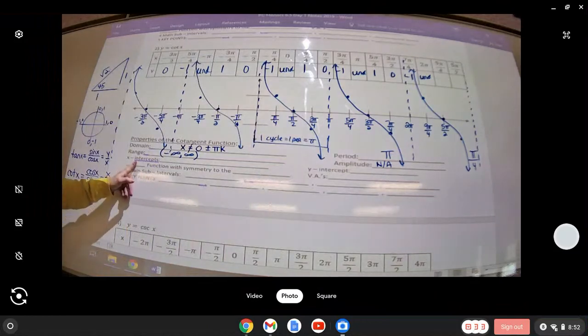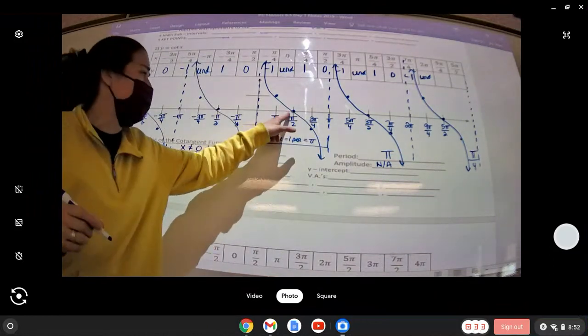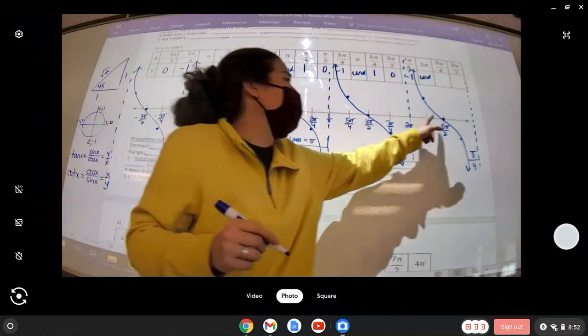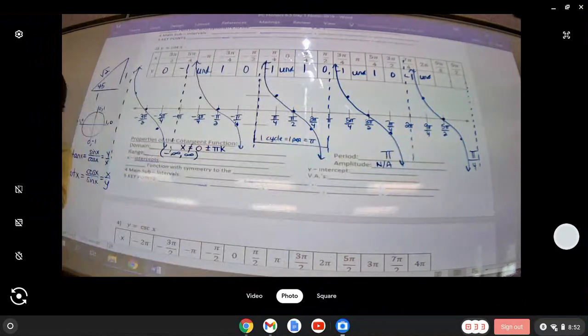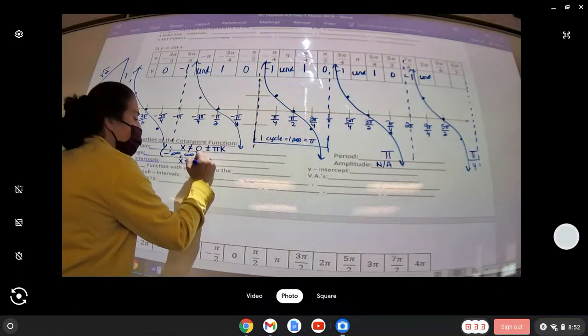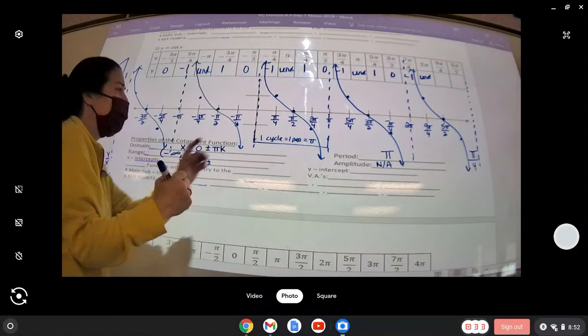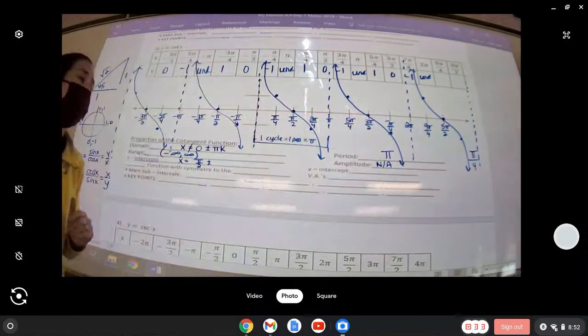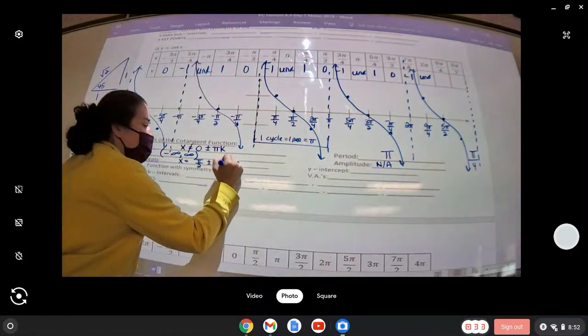All right, the x-intercepts. Guys, we got a lot of them. Our first one was at pi over 2, and then 3 pi over 2, and then 5 pi over 2. So odd integer multiples of pi over 2. So we're going to say x equals pi over 2 plus or minus, they're all pi radians away from each other, times k.